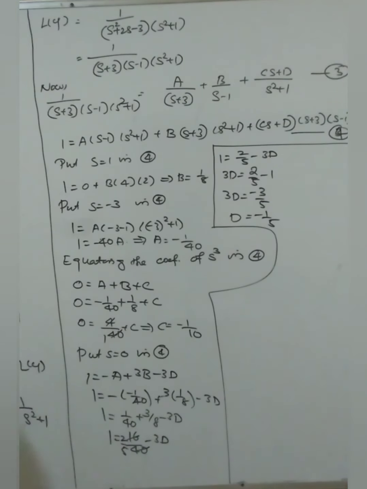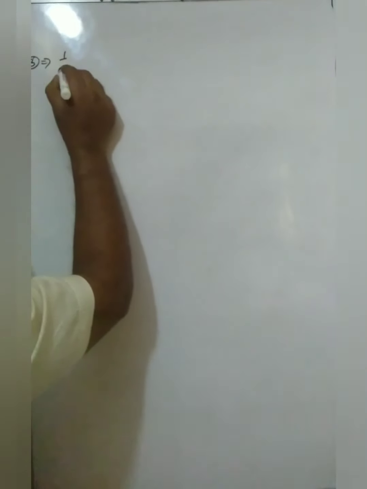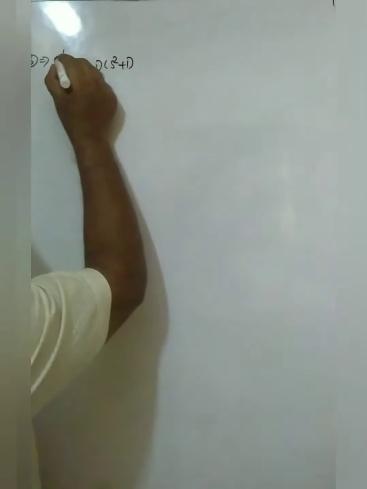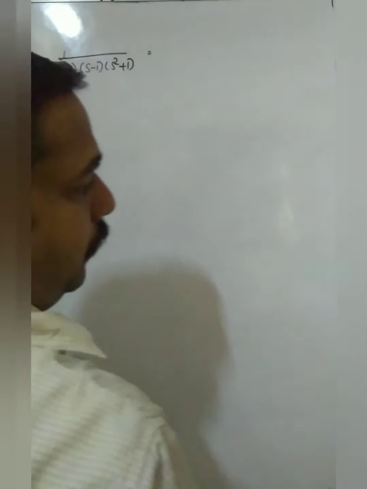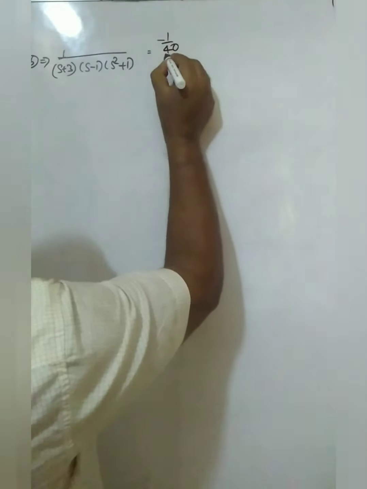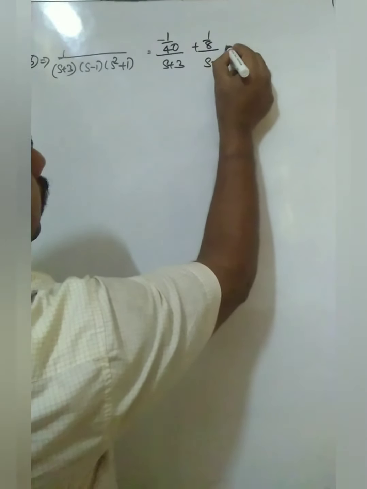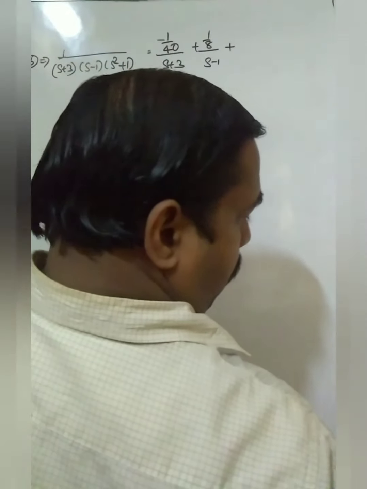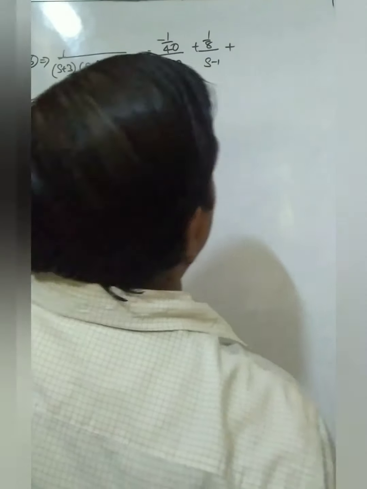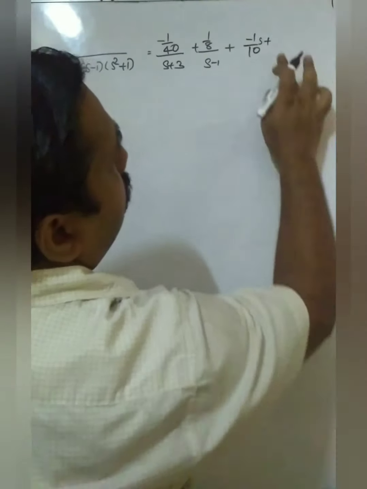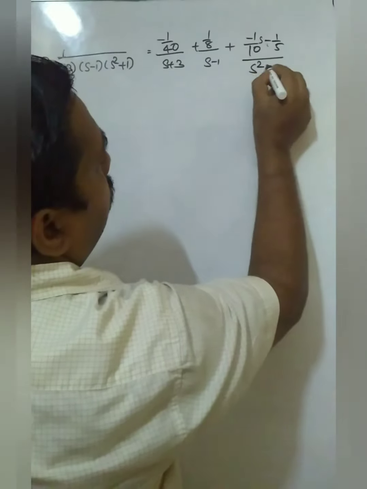Now we can take equation number 3. That is 1 by (s plus 3)(s minus 1)(s square plus 1) equal to a by (s plus 3) plus b by (s minus 1) plus (cs plus d) by (s square plus 1), where a is equal to minus 1 by 40, b is equal to 1 by 8, c is equal to minus 1 by 10, and d is equal to minus 1 by 5.